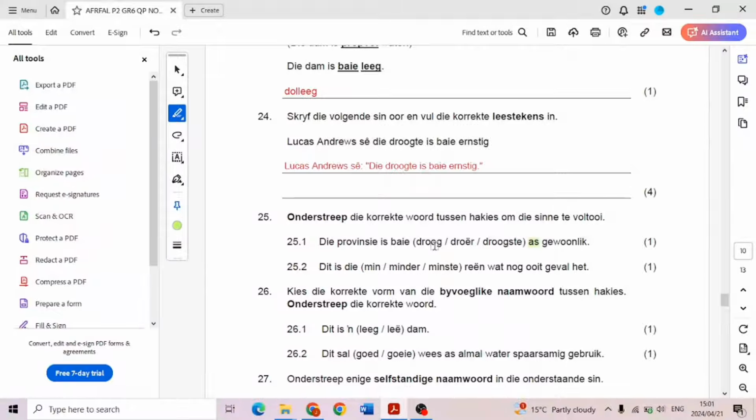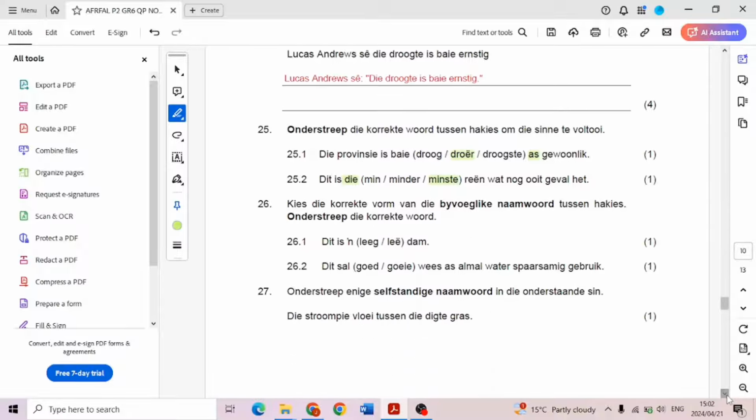So here, as, the middle one is droër. So that's our answer. And then dit is D. As soon as you see D, you know that it's the last column. Okay, die minste is like fast, faster, the fastest. Die minste. So even if you don't know what the word means, as long as you know that it's the second or the third column, you're gonna be fine.